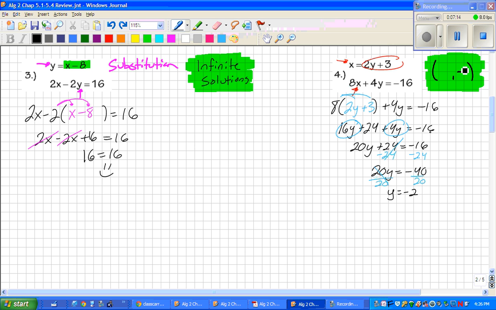Oh, let's actually make that look like a 2. So negative 2. Okay, so now to find x equals 2 plus 3, we have to plug in that negative 2. 2 times negative 2 is negative 4, and negative 4 plus 3 is negative 1. So we get negative 1, comma, negative 2.